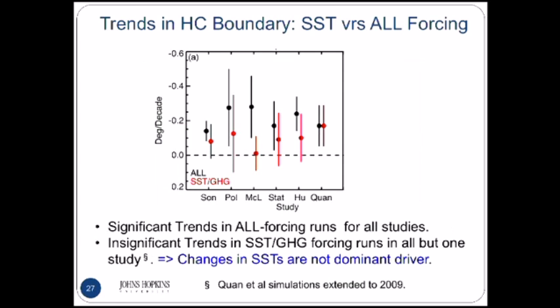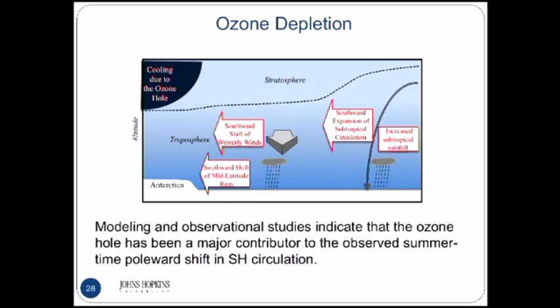Now that leaves the question of what else would be causing this change. One of the hypotheses is that it was stratospheric ozone. So just a couple of asides on that. I'm imagining that most of you haven't thought much about stratospheric ozone depletion or its impact on the troposphere. This is a cartoon.